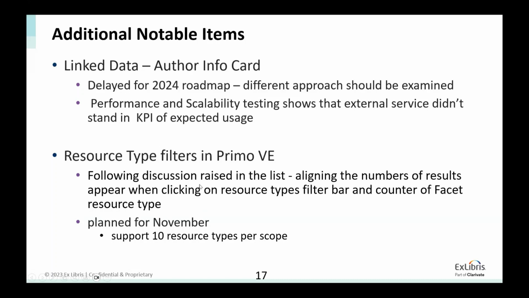Now we fixed it with the August release. You will be able to see it. So if you did not activate it, please check it and activate it. Try again to see. We also saw another thread that there was a limitation of 10 resource types per all. And now in November, we are going to provide 10 resource types per scope.